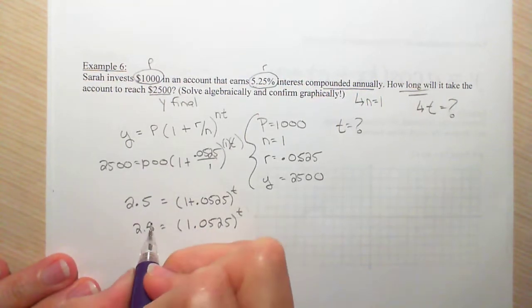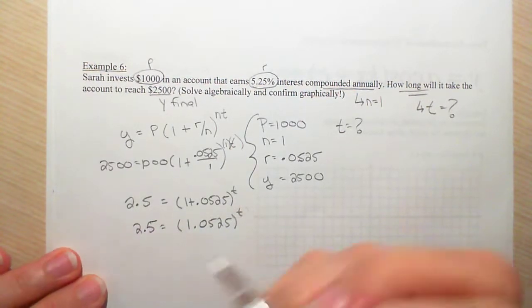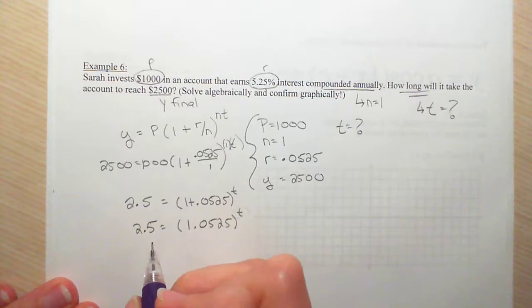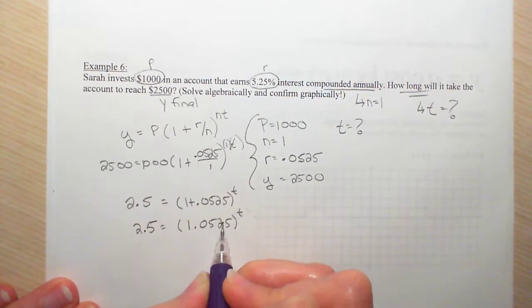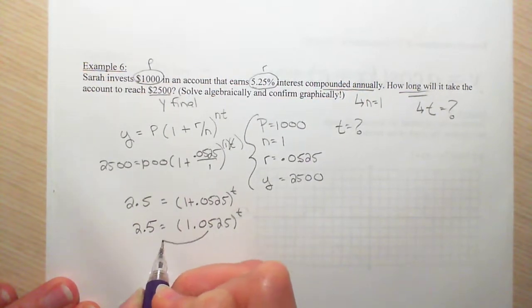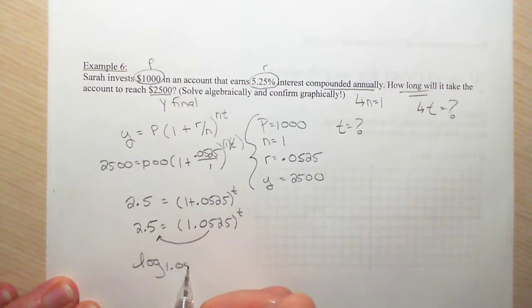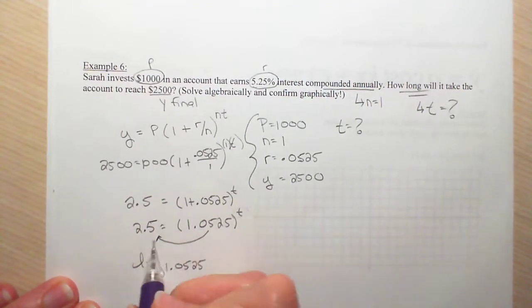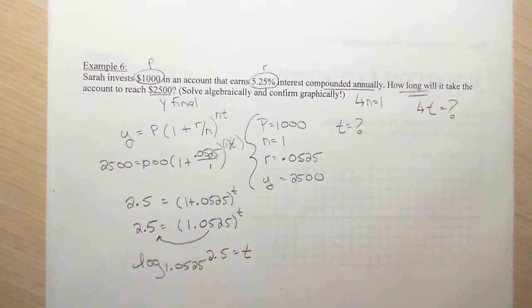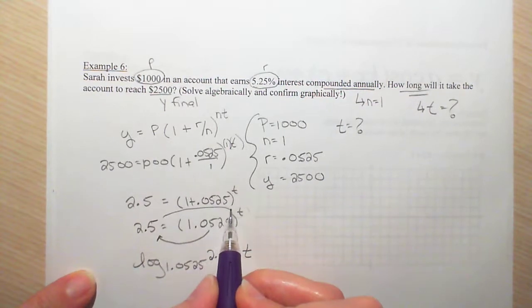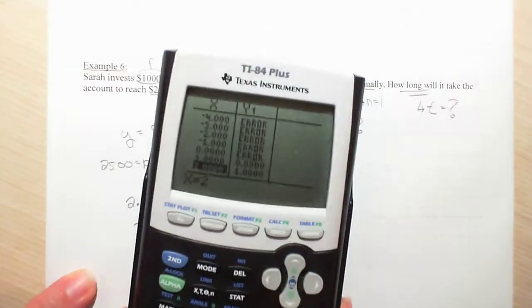Okay, now the variable is stuck up in the exponent. Do not want to do a common base on this. So I want to convert this to a log. So this is an exponential with a base of 1.0525. So I'm going to have log base 1.0525 of 2.5 equals t. So that's going to be my time. So this is the arrow method kind of in reverse. But the base of the exponential becomes the base of the log.